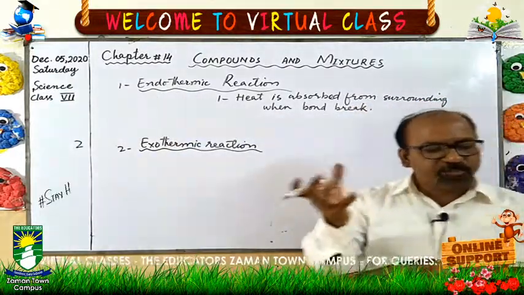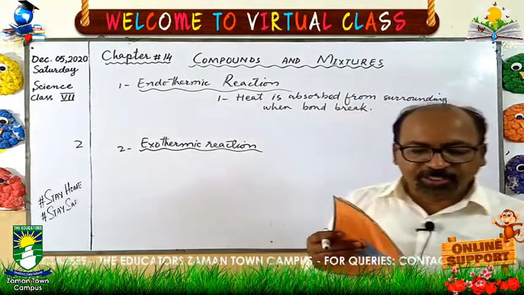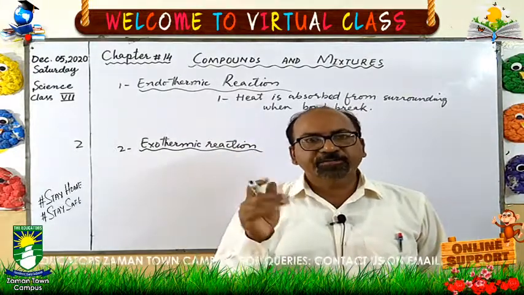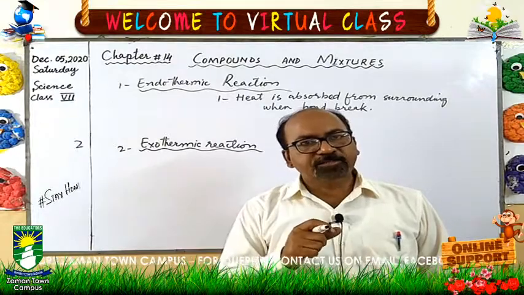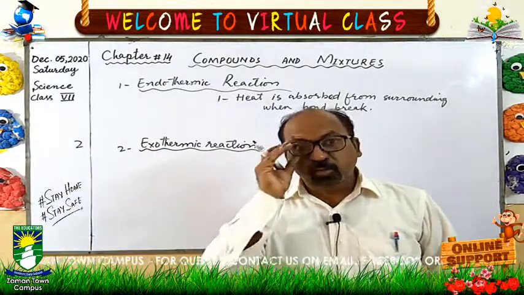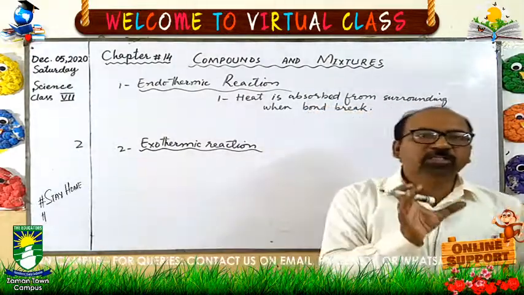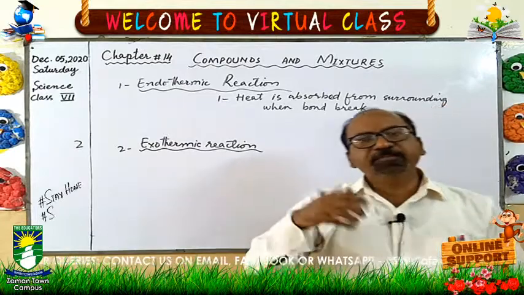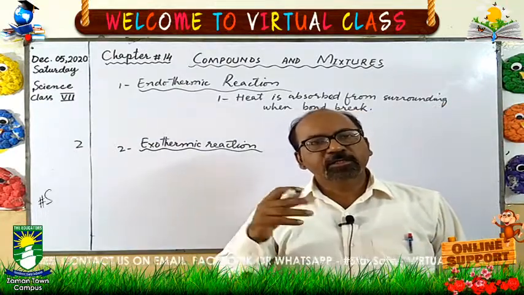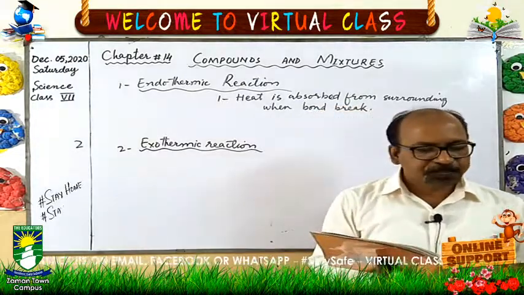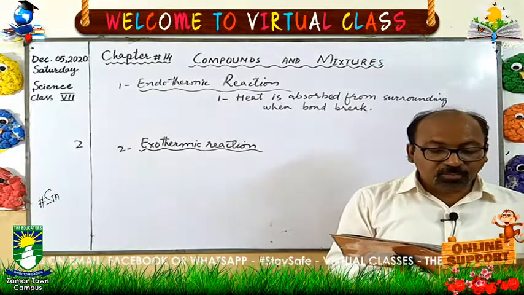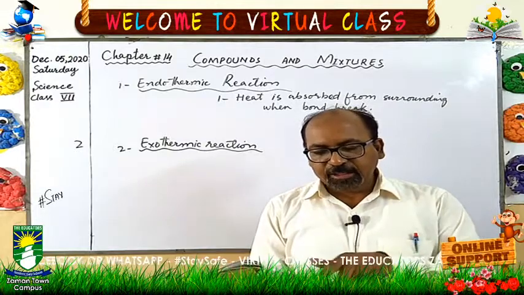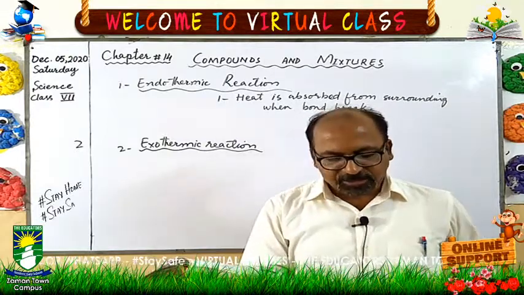The amount of energy absorbed depends on the strength of the bond being broken. If the bonding is stronger, more energy is required and more energy will be absorbed from the surrounding. If the bonds are weak, less energy will be taken from the surrounding. So it depends on the strength of the bonds. The stronger the bond, the more energy is required to break the bond. And this is the endothermic reaction, which is present on page 144.